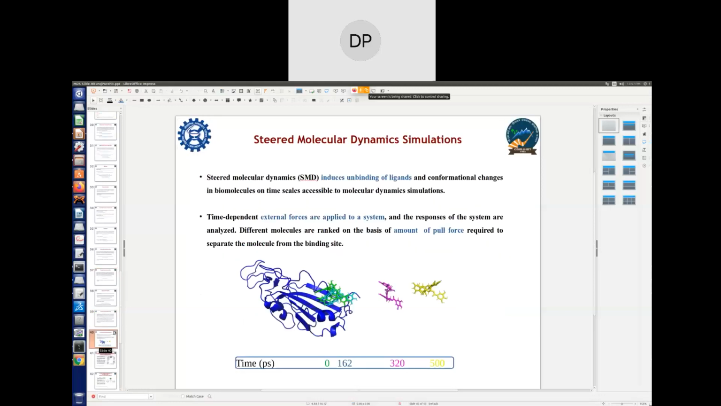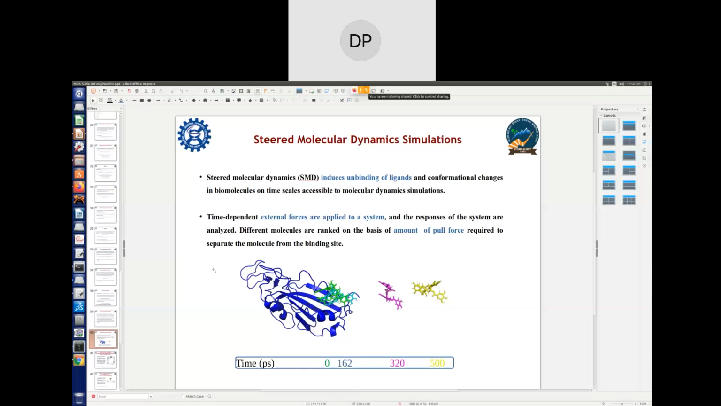Okay, so this is another technique through which you can analyze the protein ligand complex. This is steered molecular dynamics. In this, you pull your ligand molecule away from your protein, and how much force is required to pull it will be measured. If your protein ligand complex is very good and very tight, then you need to apply a lot of force, and if it is very loose, then you can remove it immediately by applying minimal force.